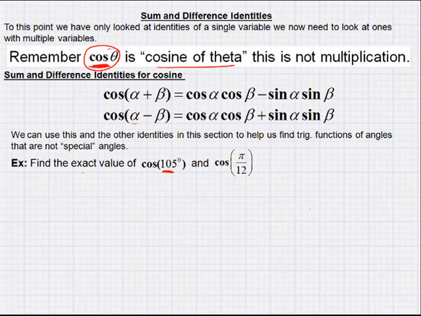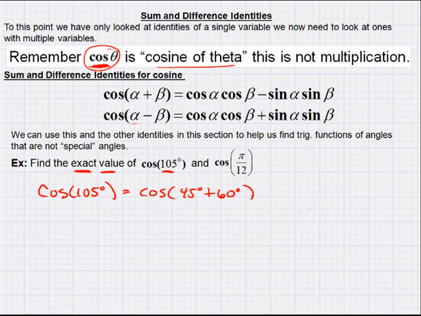But now that we know these sum identities, we can find the exact value of this angle, even though it's not a special angle. If I want to take the cosine of 105 degrees, I have to find two special angles that either add together or subtract together to give me 105 degrees, which I can do. If I look at the cosine of 105 degrees, well, 105 is the same thing as 45 degrees plus 60 degrees. 45 and 60 are special angles.